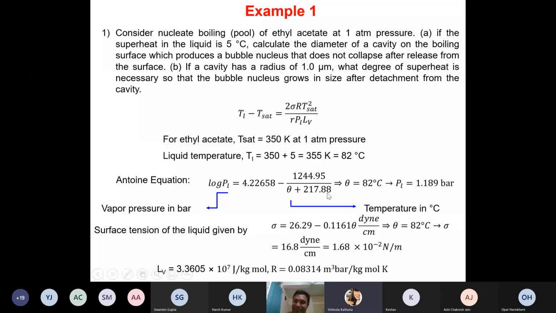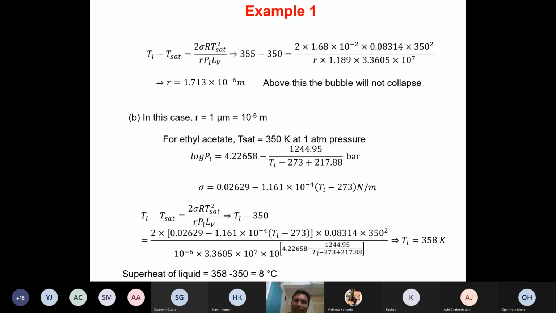Hello? Yes, sir. Okay. Now in the second part, the question is, for the bubble size of 1 micrometer, in order to have a stable bubble of 1 micrometer, what degree of superheat is required? That is what the second part of the question is.